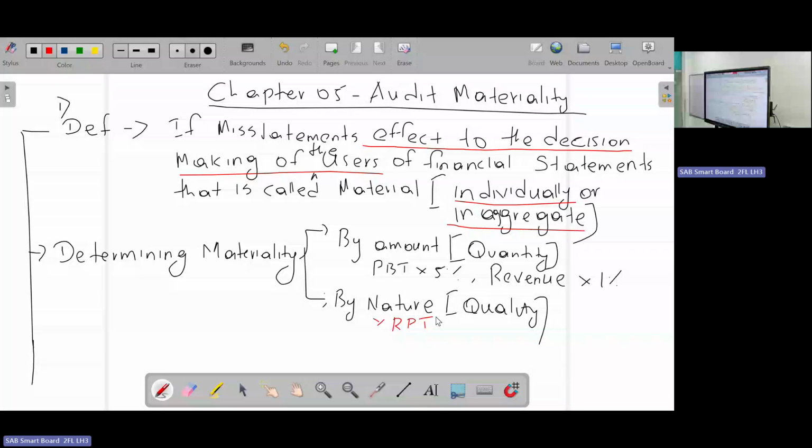If that transaction had been at the market price, that transaction might be regular. But because of related party transactions, they reduce the price and they sold. So, if you see by amounts, that transaction is not material, but by nature, okay, this is a key point. Related party transactions are given attention in the audit.